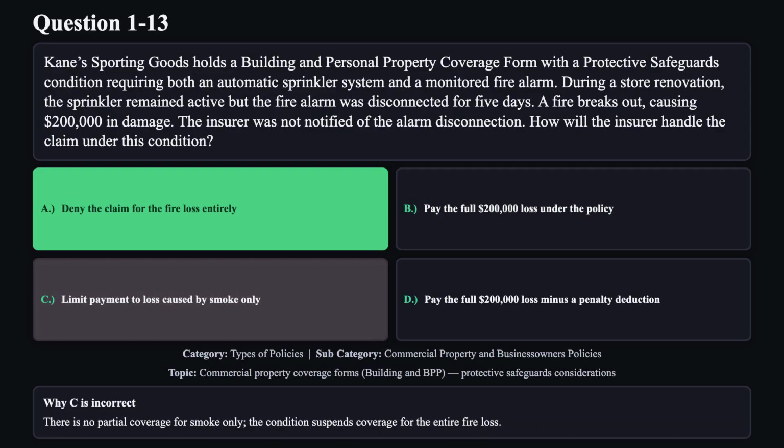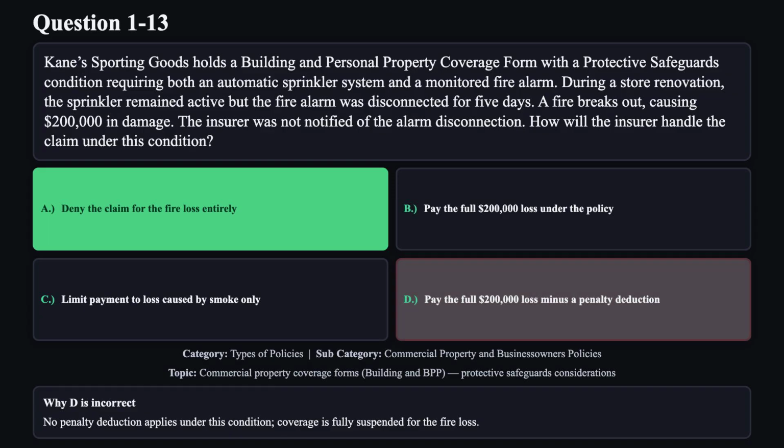Reason A is not correct. An insurer organized in another U.S. state is considered foreign, not alien. Reason D is not correct. No penalty deduction applies under this condition. Coverage is fully suspended for the fire loss.